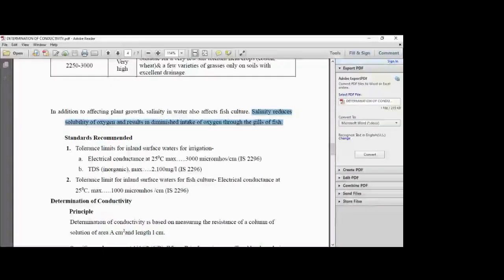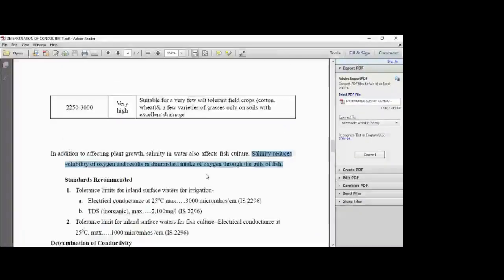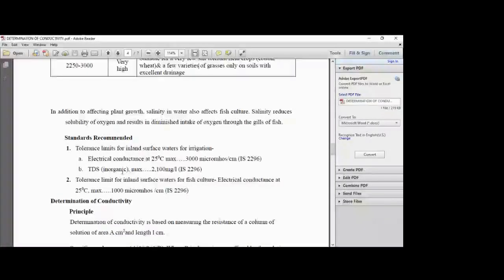Next, we have some of the standards that are recommended. These are the standards, right? Up till now, what we have seen, these ranges are all developed with the help of some experimentation and experiences. Even the standards are developed with the help of some experience and experiments, but the standards related to electrical conductivity are this one, right? So, tolerance limits for inland surface water for irrigation. If the water is to be used as irrigation water, the electrical conductance at 25 degrees Celsius, the maximum value is 3000 micromhos per centimeter. If the electrical conductance value is less than 3000 micromhos per centimeter, then I can use that water for the irrigation purpose.